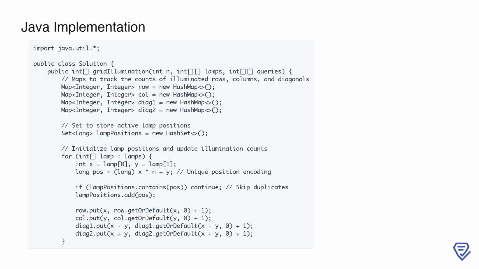This ensures that duplicate lamps are ignored. Then, we iterate over the input lamp positions, initializing their counts in the respective maps. For each lamp, we increment the illumination count for its row, column, and the 2 diagonals it's on. The use of these data structures allows us to efficiently track and update illumination as we proceed.